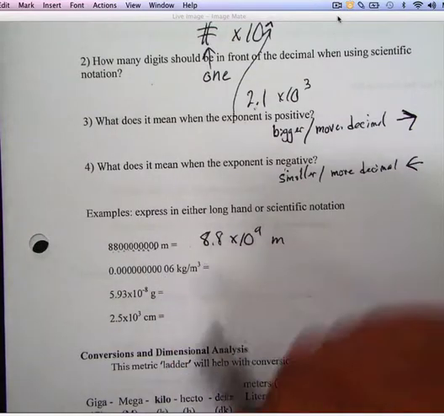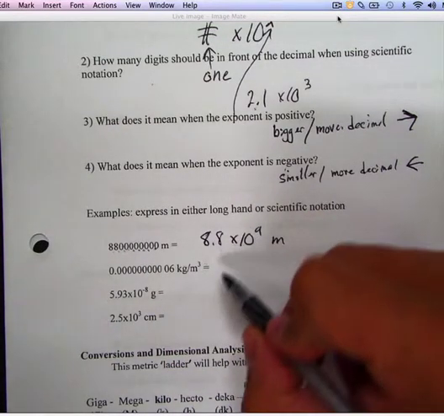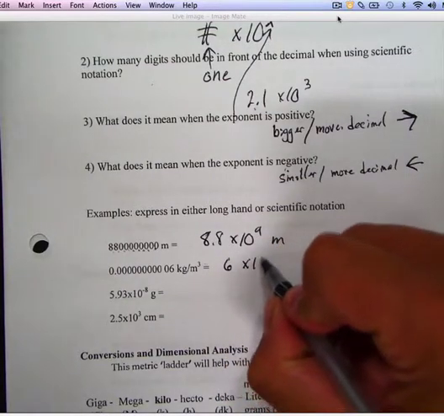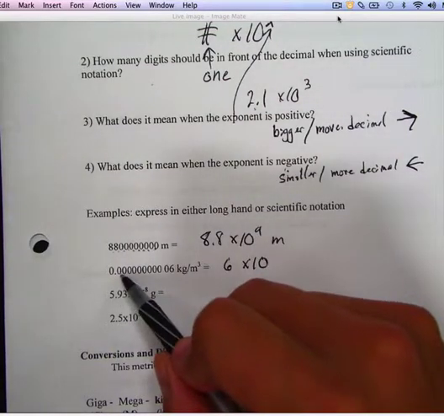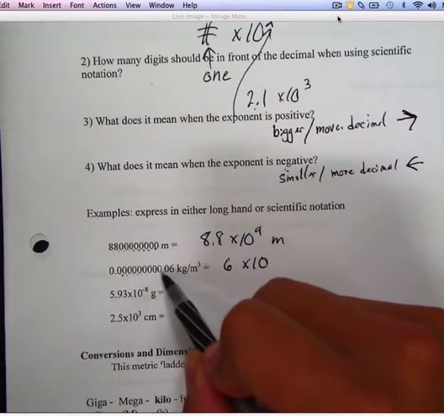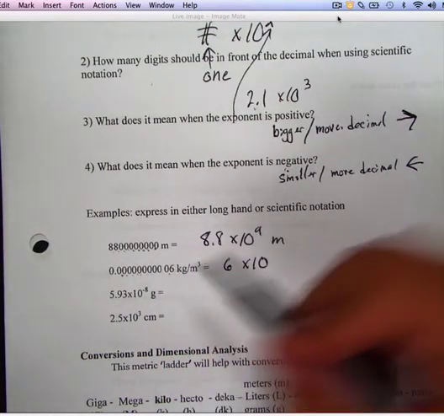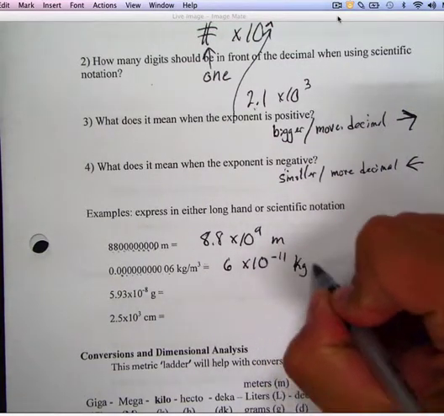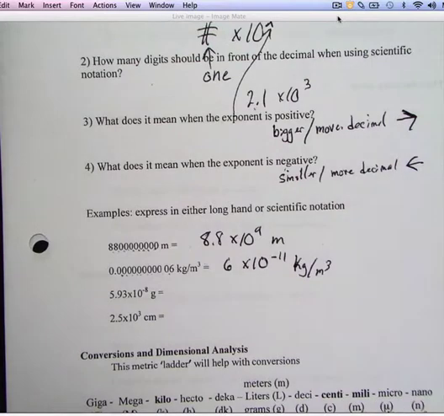All right. And then this next one, it's going to be 6 times 10 to the, let's see, 1, 2, 3, 4, 5, 6, 7, 8, 9, 10, 11, sorry. Negative 11, and it's going to be kilograms per meters cubed.